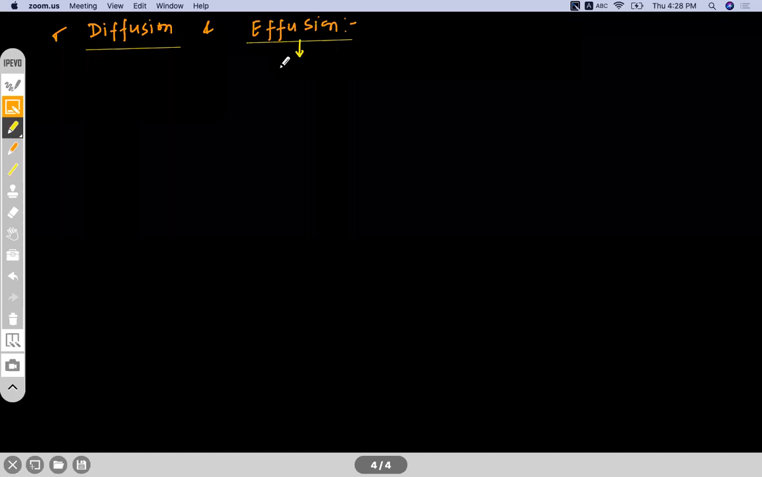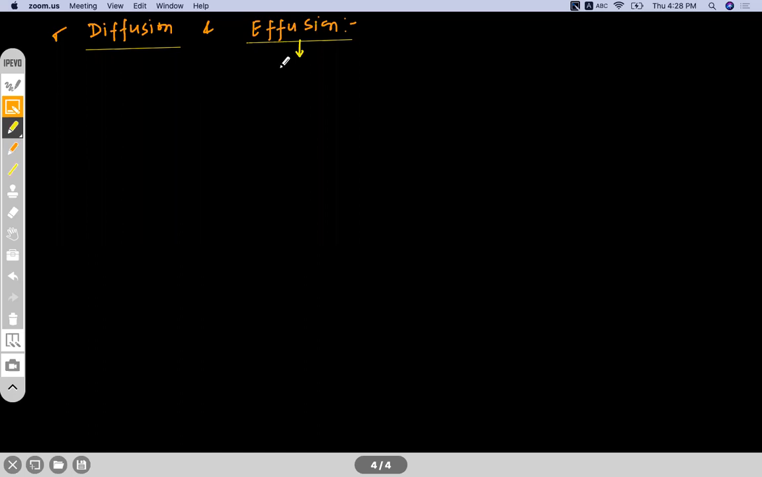Yeah, so we are going to start with diffusion and effusion. See, the two terms here we have: one is diffusion, the other one is effusion. First of all, if I tell you, effusion is the leaking of gas, right? Like a puncture, or when the football bladder bursts, right? Okay, so effusion is what?